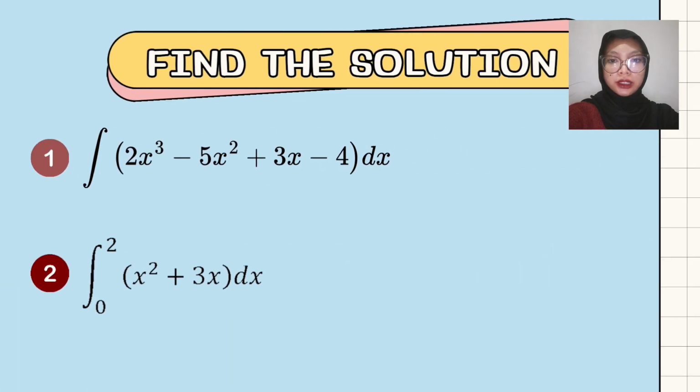Now it's time to practice. Let's find the solution for the following integrals. Number 1. Find the indefinite integral of 2x cubed minus 5x squared plus 3x minus 4 dx. Remember to apply the power rule to each term and don't forget the constant of integration. Number 2. Find the definite integral from 0 to 2 of x squared plus 3x dx.